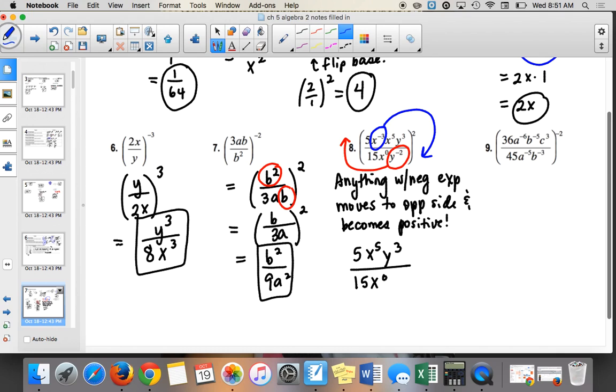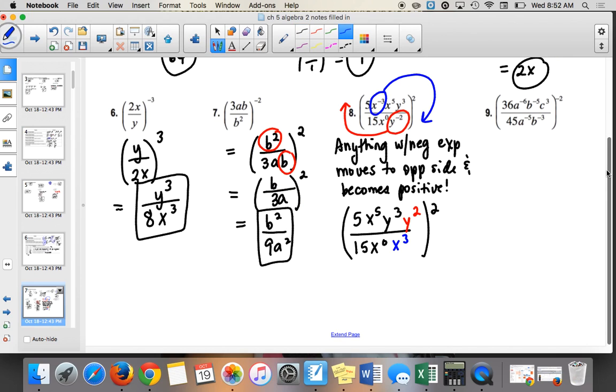And what did I move? I moved that x to the -3 as an x cubed to the bottom, right? It was on the top, x to the -3, and I put it on the bottom as x cubed. And then I can move that y to the -2 to the top as y to the +2. It's still all raised to the +2, just like it was before. But does it look easier now? Yeah, it looks a lot easier. Yep, so we're combining. So how about the 5 and the 15? Let's start there.